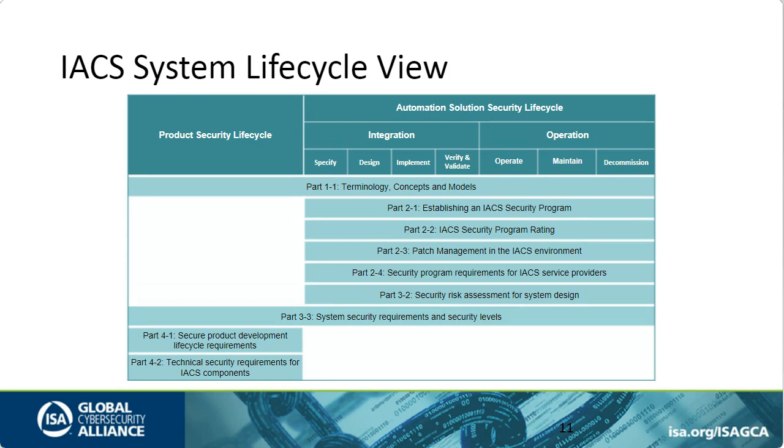There are two life cycles that are defined in the 62443 series: Product Security Lifecycle and the Automation Solutions Security Lifecycle, which has two parts, an integration phase and an operation and maintenance phase. The table shows the security lifecycle scope of each of the 62443 documents. Note that Part 3.3 is the only standard that is used in both security lifecycles. It is used by product supplier to build systems, an integration service provider to build automation solutions, and the asset owner to assess the security of an operating IACS.